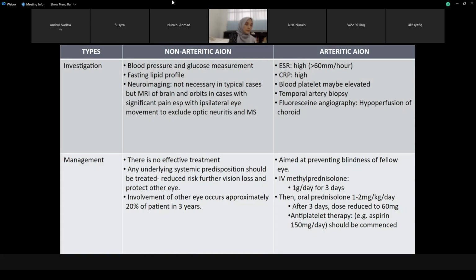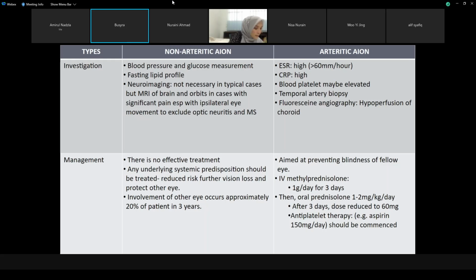The investigation for non-arthritic ION is, first, to measure the blood pressure and also the glucose level, as hypertension and diabetes mellitus are risk factors for this. And also do the fasting lipid profile test, because a person with hyperlipidemia is also at risk.